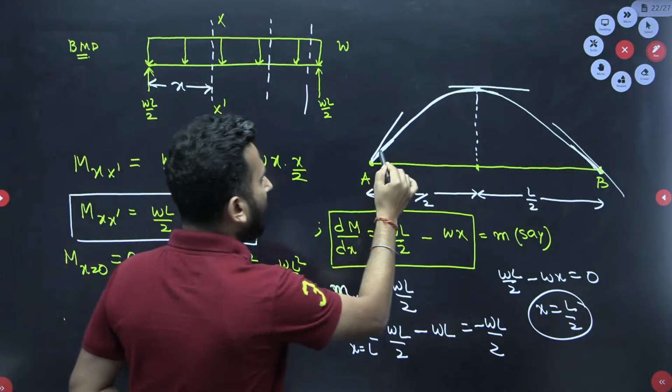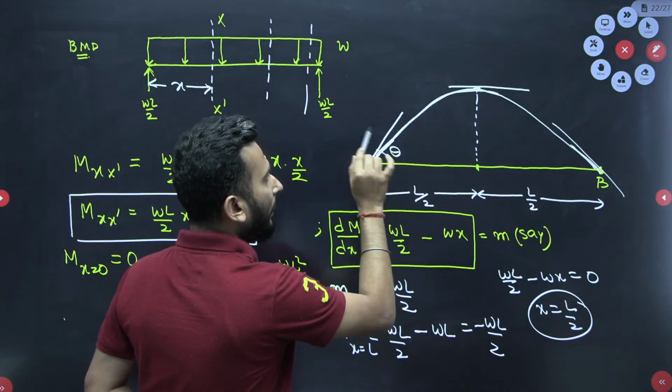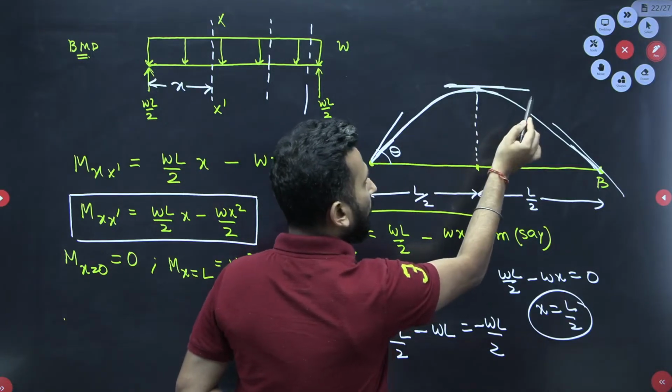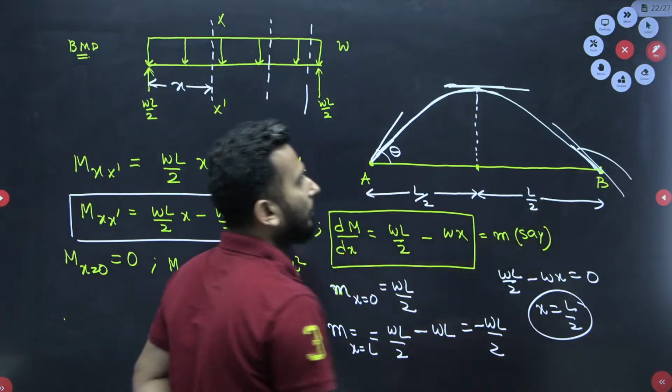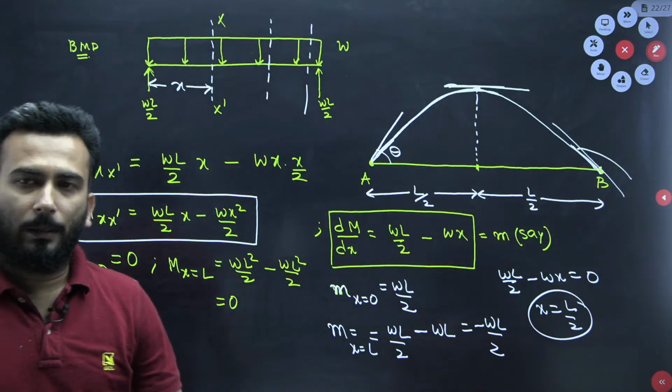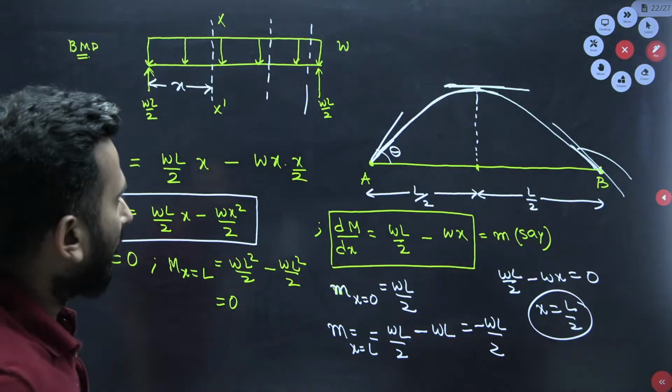How is it positive? You take angle tan theta, for an acute angle it is positive. Over here tan 0 is 0, and tan of an obtuse angle is negative, so the slope is negative. Right?